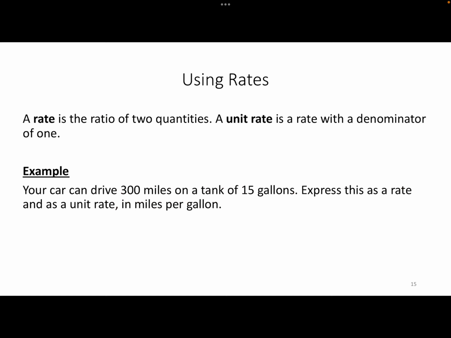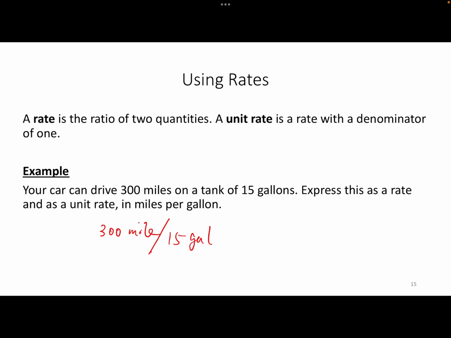And then what is a rate? A rate is the ratio of two quantities. A unit rate is a rate with a denominator of 1. So let's look at the example. Your car can drive 300 miles on a tank of 15 gallons. Express this as a rate and as a unit rate. So as a rate, that's 300 miles per 15 gallons.